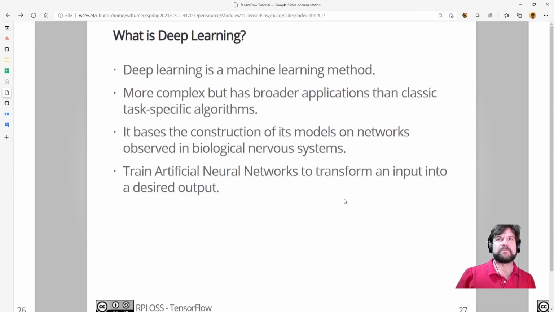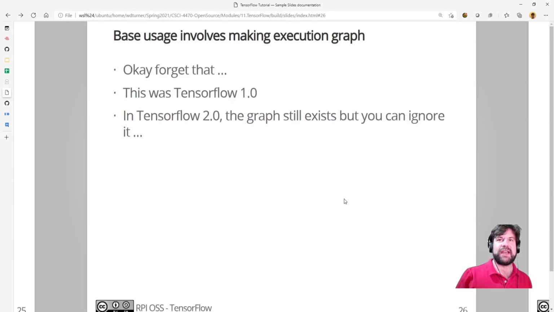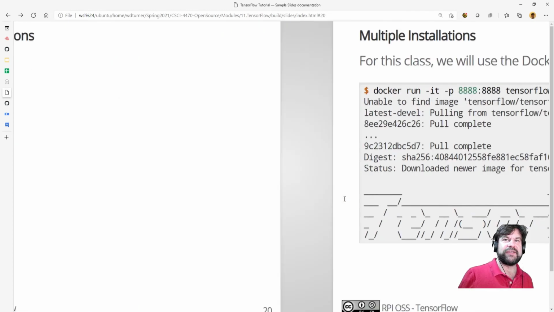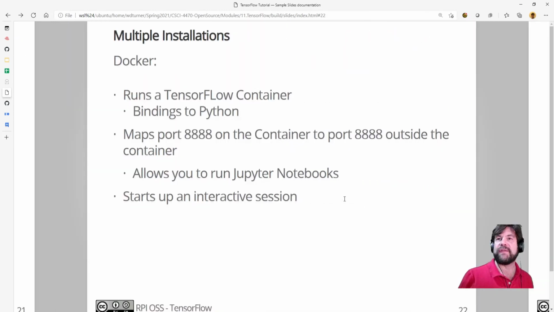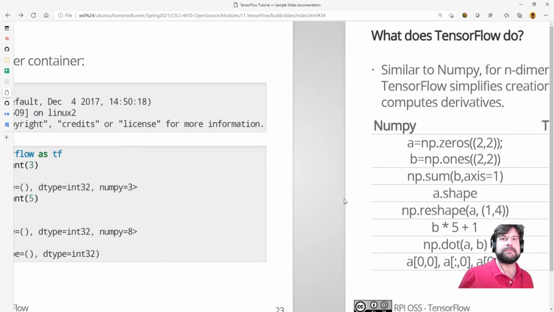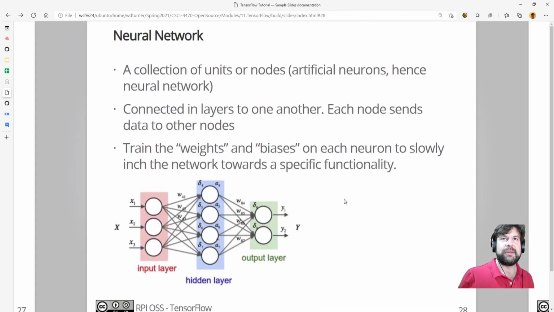All right, so that's kind of like the 30 seconds, 45 minutes on TensorFlow. Let's get into a little bit more about deep learning.